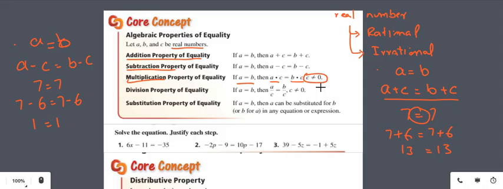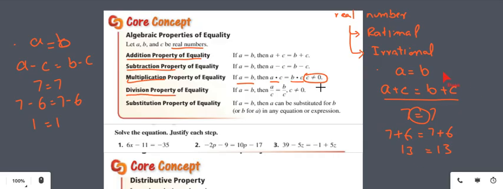The number cannot be zero, but it can be any negative or positive number. Excellent, very good. I think there is no need to give you an example related to that, right? Okay, the next is the division property of equality.